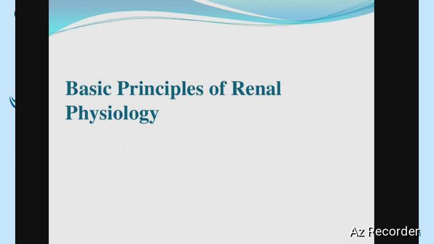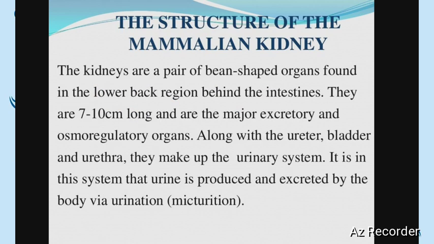So let's start. First of all, let's talk about the structure of the mammalian kidney. The kidney is a bean-shaped organ found in the lower back region behind the intestine. It's about 7 to 10 centimeters long and is a major excretory organ. Some of this you must have heard about, and for those that have not heard, this is just for you to learn.